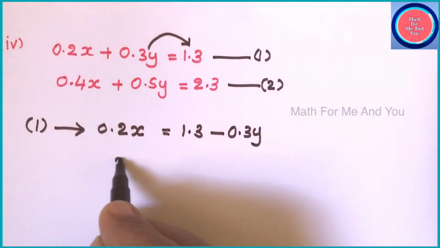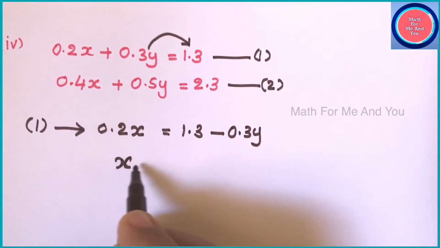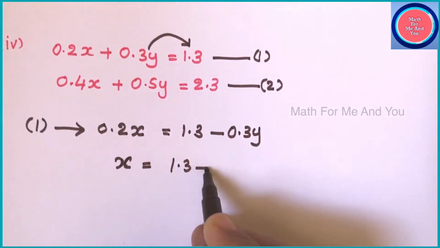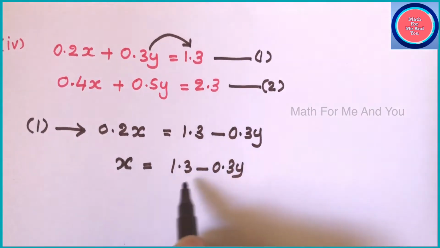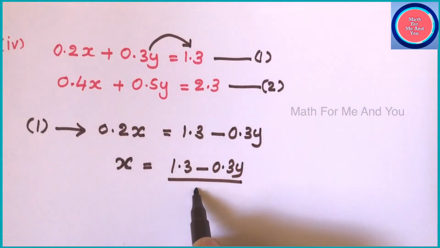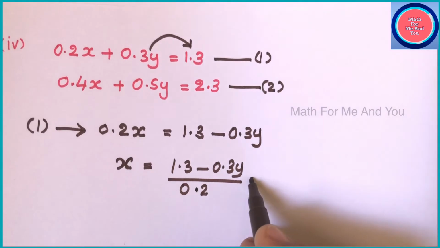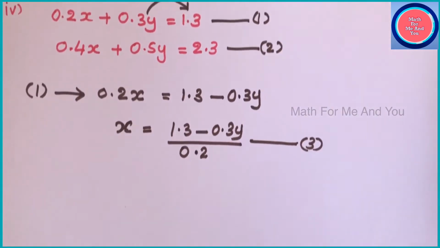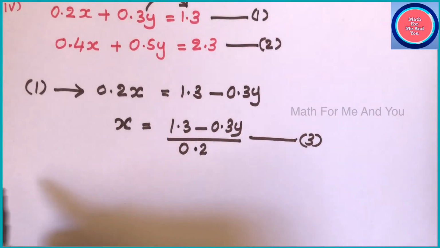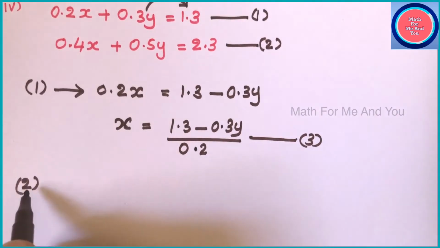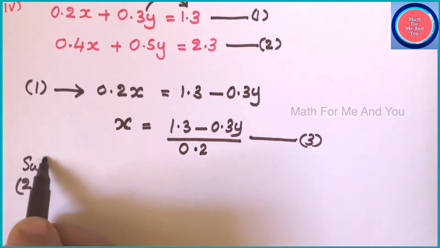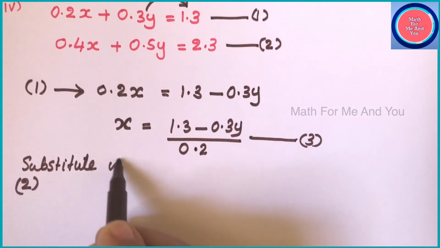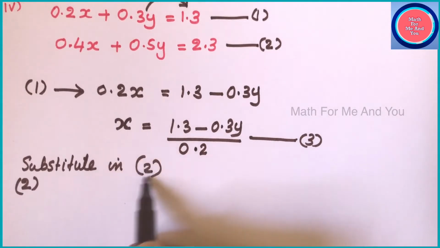And then we need only x, so we can divide throughout with 0.2. We get x equals 1.3 minus 0.3y all divided by 0.2. So this is a new equation. Let's mark it as equation number 3. Then we substitute this new equation value in the other equation. That means we have started with equation number 1, so we need to substitute the value of x, which we get in terms of y, in equation number 2.